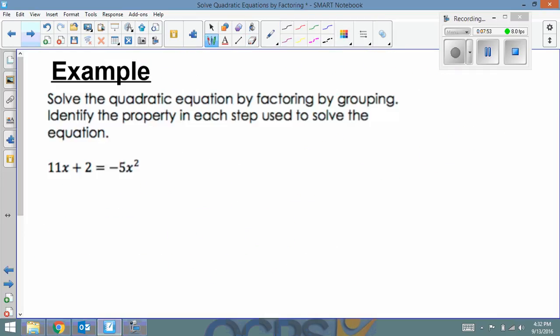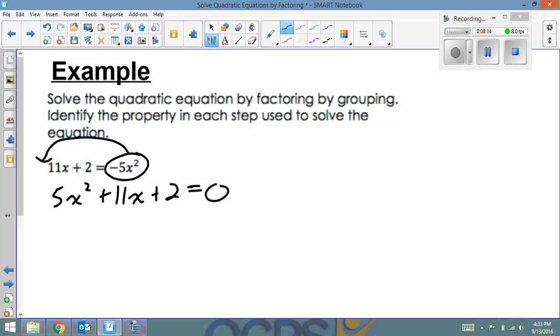Let's do another example. I'm going to do everything with the X method from here on out. So again, if you want to do grouping, you can. Just go back and watch how I did grouping on the first slide. Okay, so again, we need to move everything to the left. So this -5x squared is going to come over here. So we're going to have 5x squared plus 11x plus 2 equals 0.